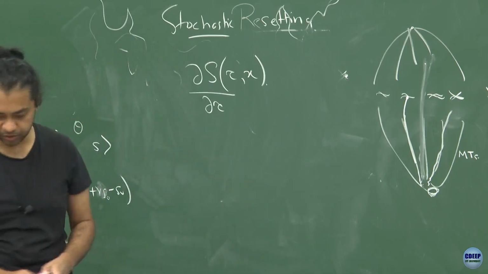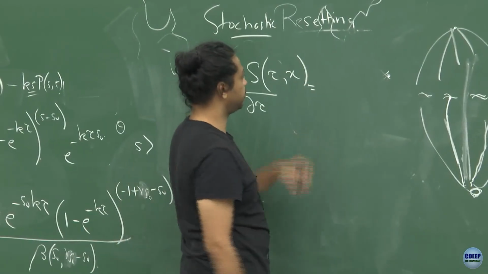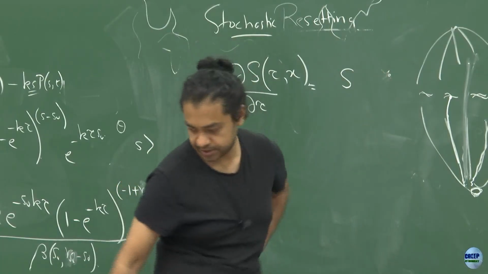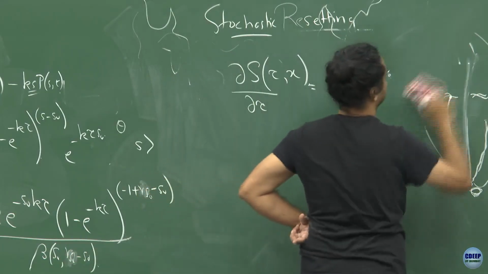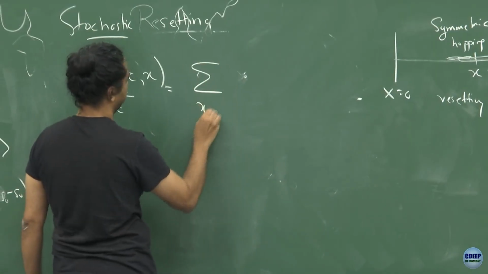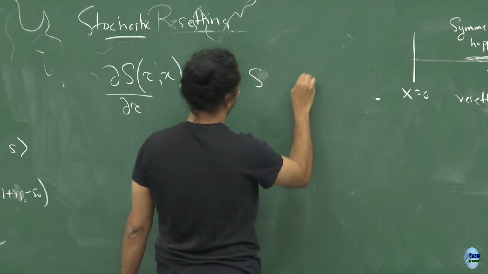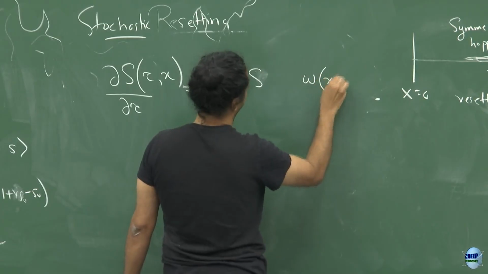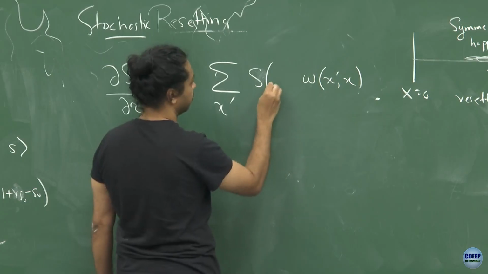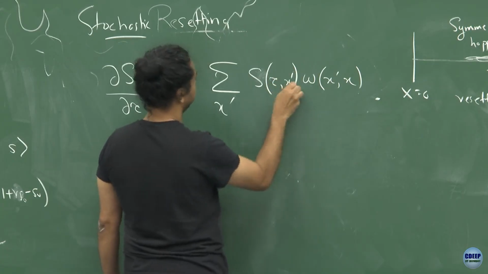So I want to write down the backward equation. So what do we do? Again, remember there are two sort of terms. In the first case, I sum over all intermediate states x prime of going from x to x prime with some rate, and then you have the survival probability from x prime.